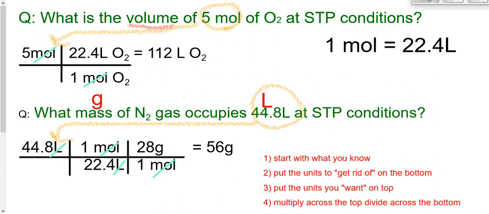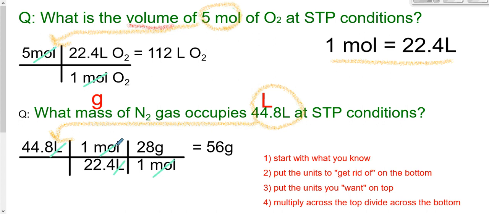As always, start with what you know. We know 44.8 liters. I don't want the units liters, so I'll write that on the bottom. And I'm first going to change it to moles, so I'm going to write the word moles on top. We already have this truth that 1 mole of any substance takes up 22.4 liters of space. So beside the word mole, I write the number 1, and beside the word liters, I write 22.4. At this point, the units liters will cancel, and I'll be at the units moles.